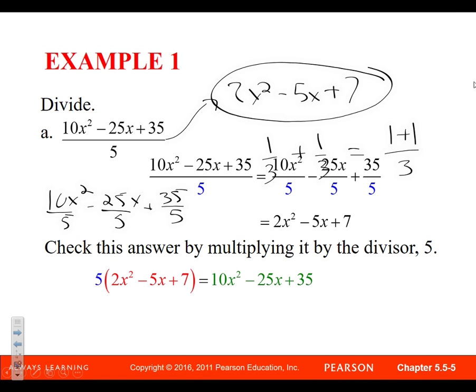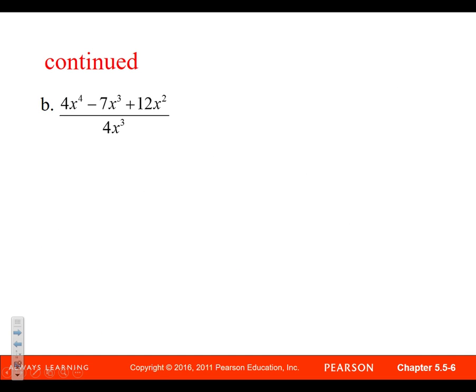Let's continue. Okay, same idea here. 4 divided by 4, how much is that? 1. And what's x to the 4th over x to the 3rd? Remember, you subtract those, right? So you just get x. Here you're going to get negative 7 divided by 4, that's negative 7/4. I was going to erase the 1, but I don't need to. And of course, x to the 3rd over x to the 3rd is just 1. And then at the end, I'm going to get a positive 3 over x. Questions on the last one?